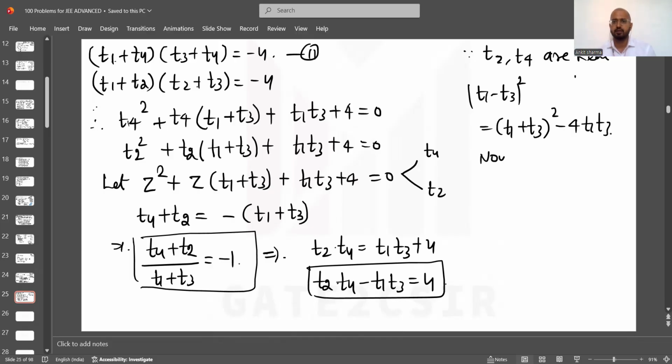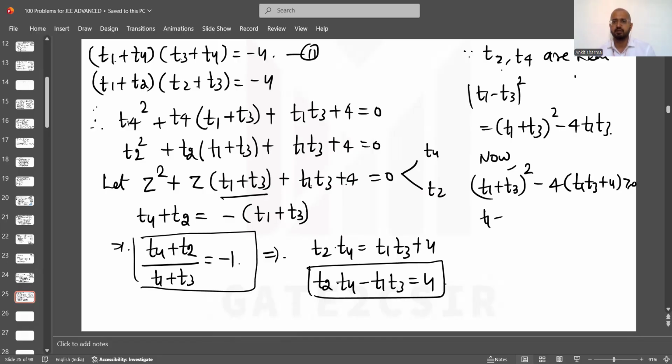Now, T2, T4 are real, so B square. B square is what? T1 plus T3. So (T1 plus T3) square is B square minus 4 times A into C, which is T1 T3 plus 4. This must be greater or equal to 0.